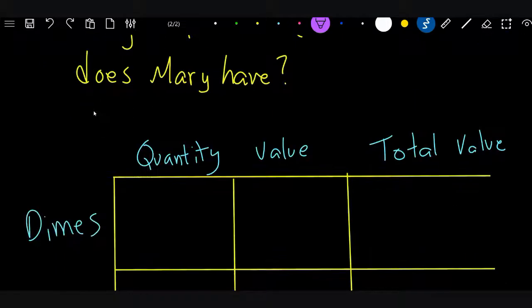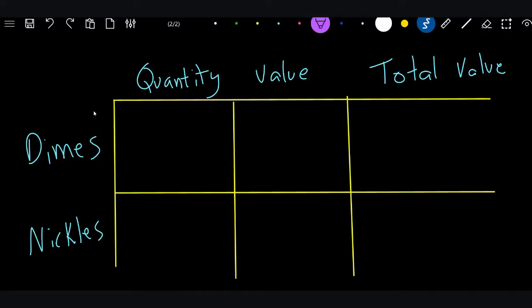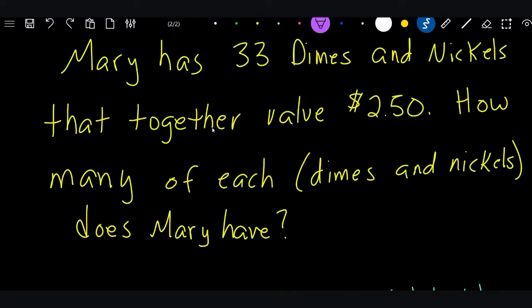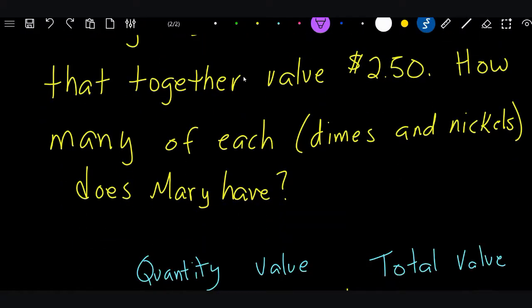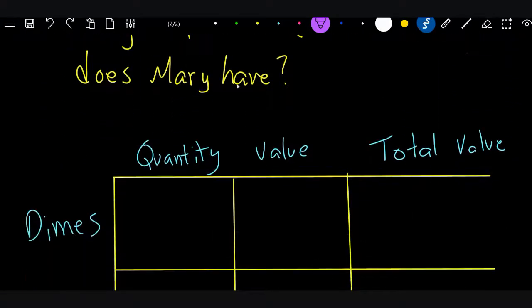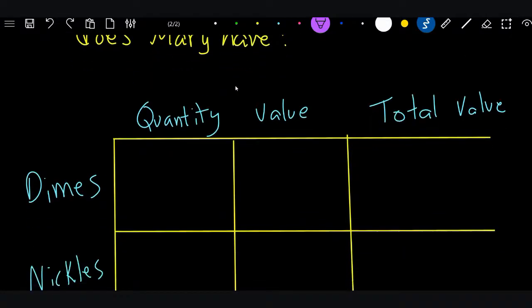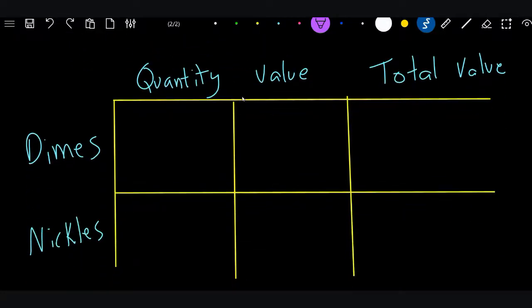All right, so let's look down here, and I've already got a little chart drawn out. And so we want to know, what is the quantity of dimes? How many dimes does Mary have? Well, we don't know, because look at the question again. Mary has 33 dimes and nickels. So that's her dimes and nickels combined. So we are trying to figure that out. That's our question. That's what we need to investigate here. So how many dimes does she have? We don't know. It's an unknown.